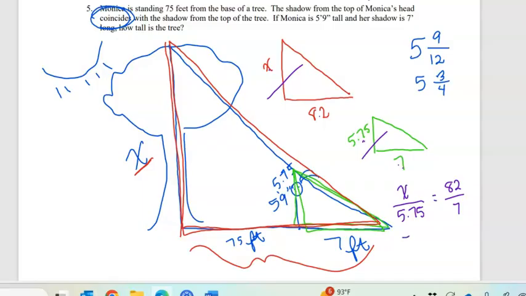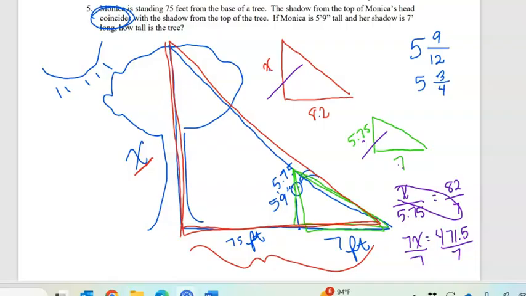Now we're going to go ahead and cross multiply. So we'll do 7 times x is 7x. And then you can use a calculator. You can take 82 times 5 and 75 hundredths. That's going to give you 471 and 5/10. And then when you get there, you're going to go ahead and divide through by 7. So we'll divide both sides by 7.